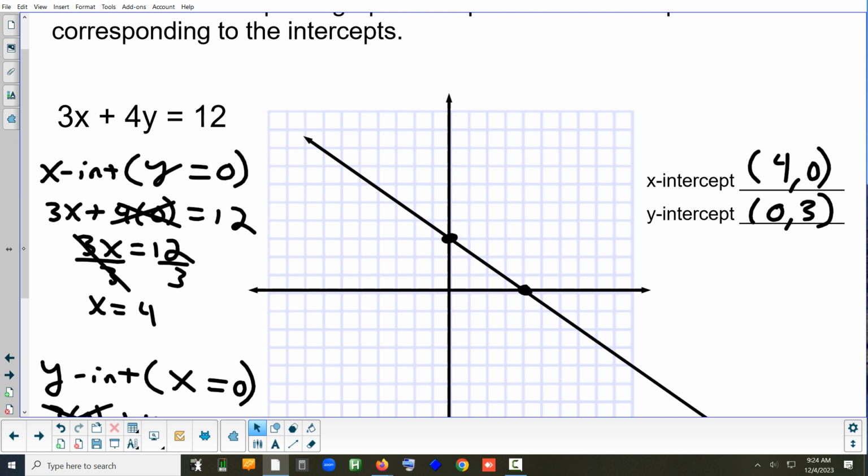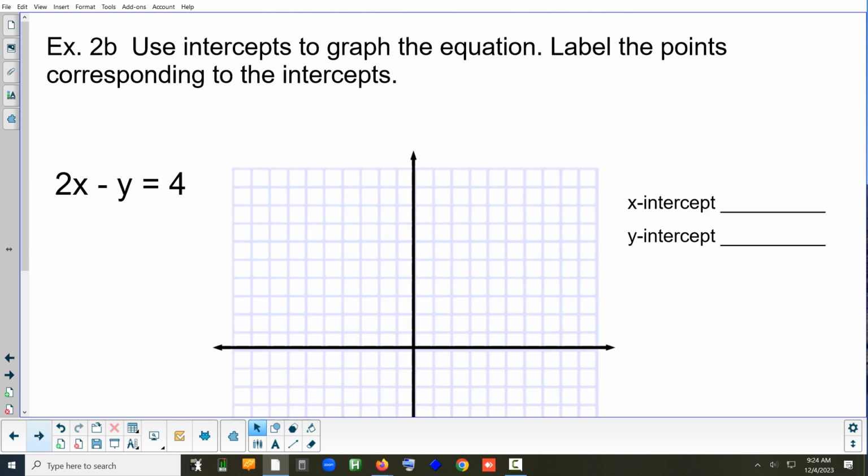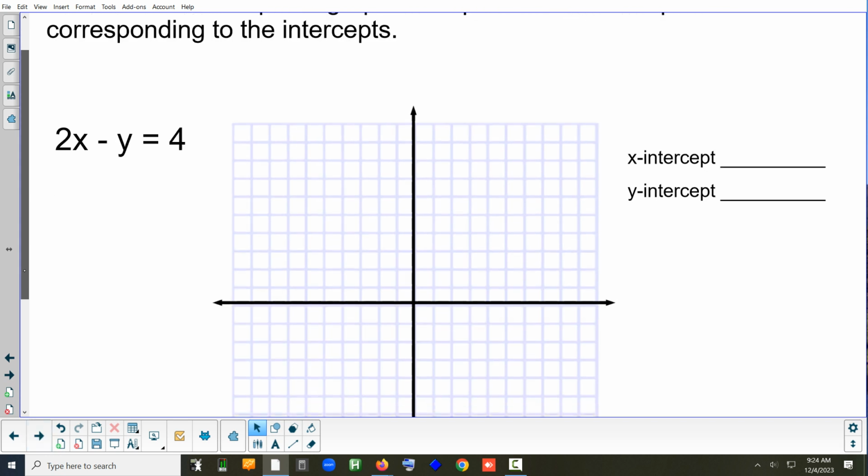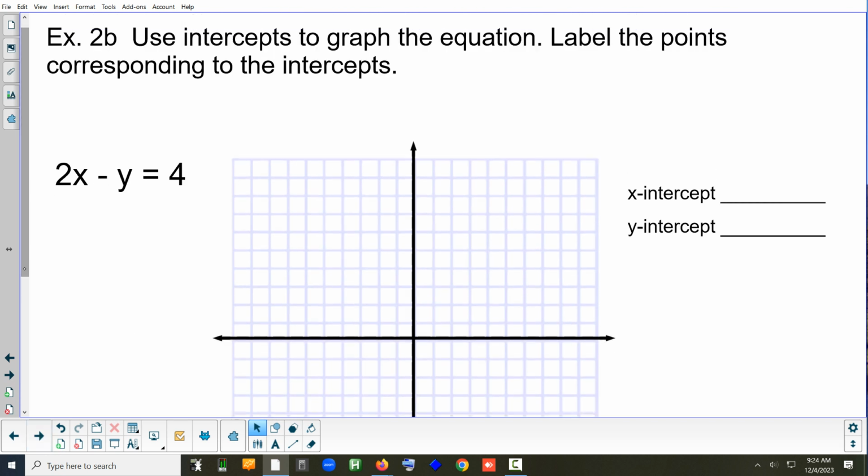All right, let's try one more of those. Let's try this one. So same directions. First thing, is it a special case? No, why not? Both letters are there, so it's going to be a line that's on some kind of diagonal. So do the same thing you did in the last problem.